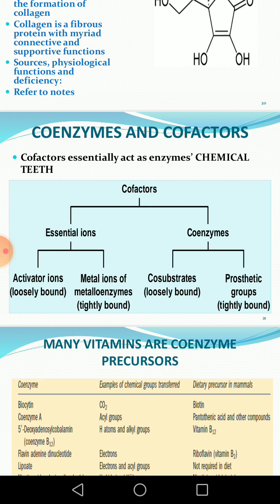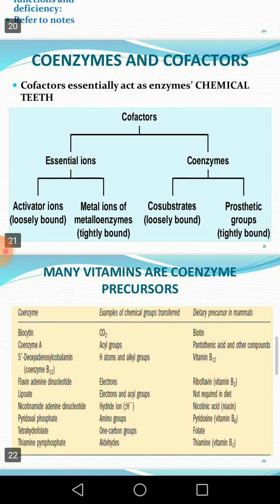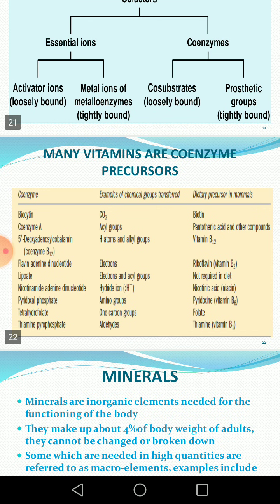Coenzymes and cofactors. Cofactors essentially act as enzymes' chemical teeth. Cofactors are of two types: essential ions and coenzymes. Essential ions are activator ions that are loosely bound, and metal ions of metalloenzymes that are tightly bound. Coenzymes are of two types: co-substrates and prosthetic groups. Co-substrates are loosely bound while prosthetic groups are tightly bound. Many vitamins are coenzyme precursors. Here, the process is given in the diagram.